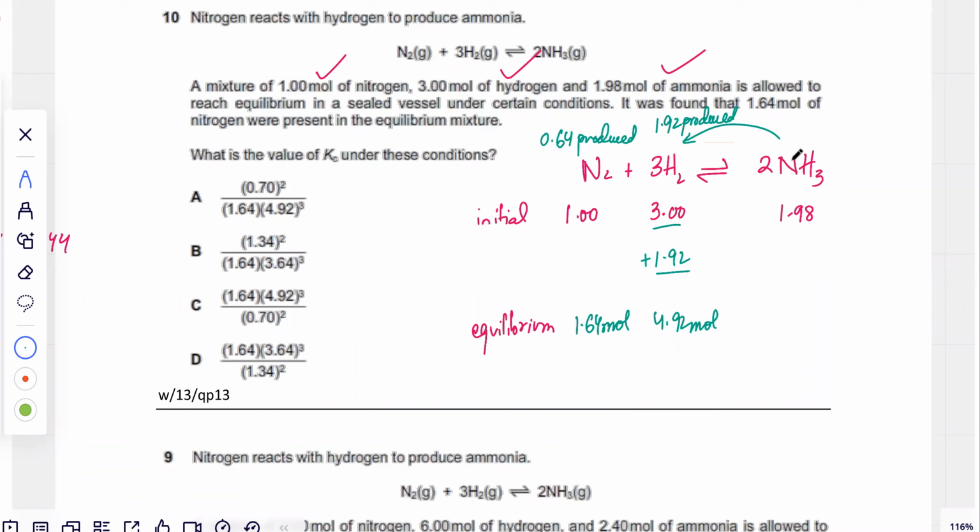So what happens to NH3? The NH3 is the one that must have reacted to produce this. So 1 N2 is produced when 2 NH3 react. So it's 1:2. So 0.64 must have been produced. If you double that amount, what do you get? It's going to be 1.28, right?